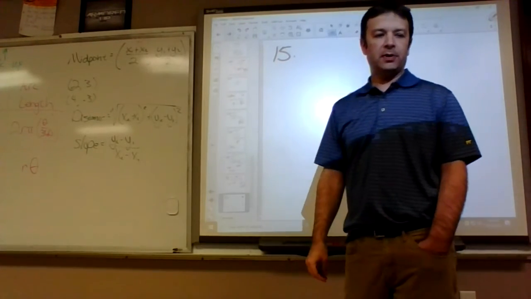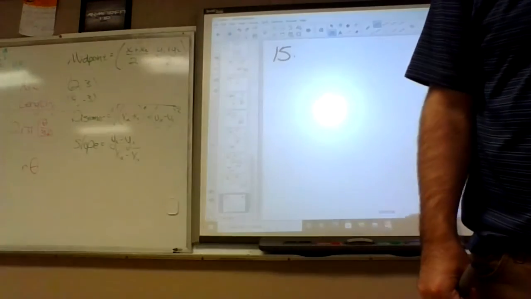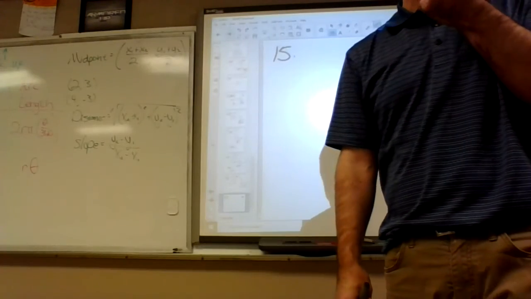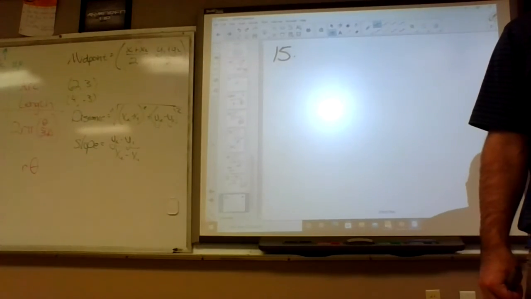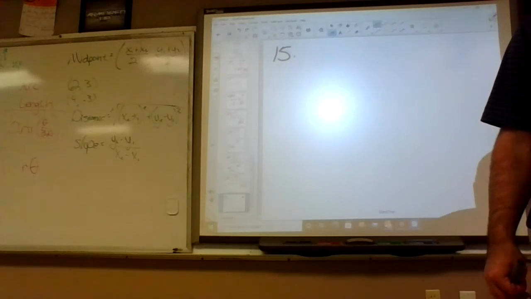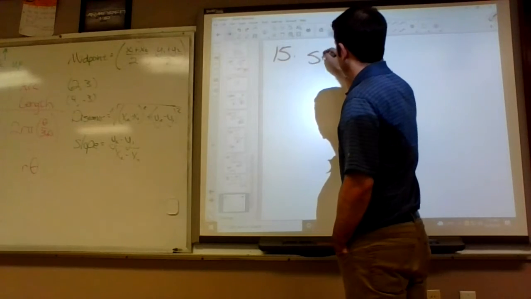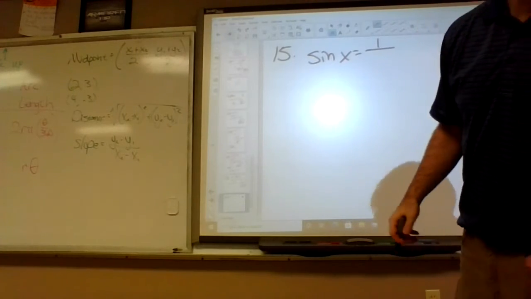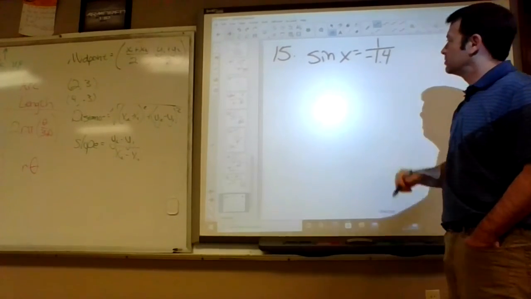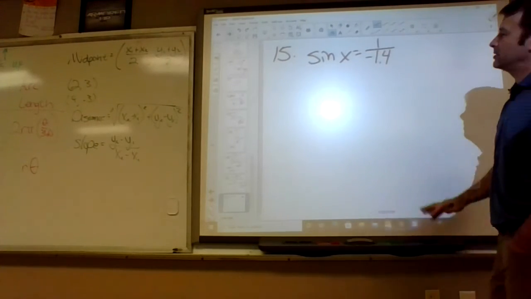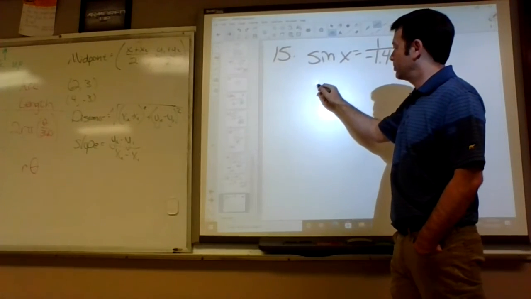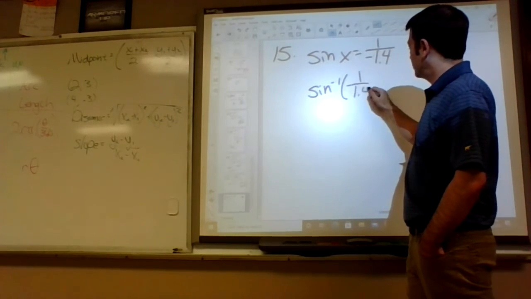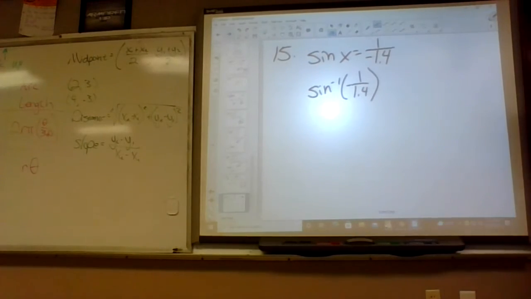You do 1 over whatever it was. Okay, where are we at? 15? Cosecant. What's the reciprocal function for cosecant? Sine. So sine of x would equal 1 over negative 1.4. 1.4 upside down would be 1 over 1.4. So we need to do sine inverse of negative 1 over 1.4. It doesn't really matter where you put the negative.